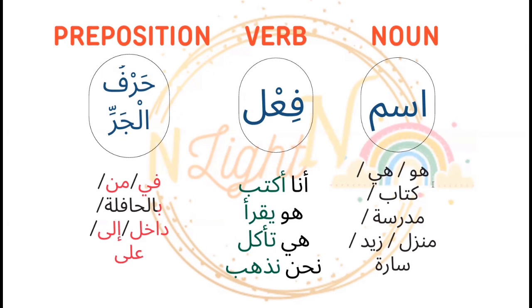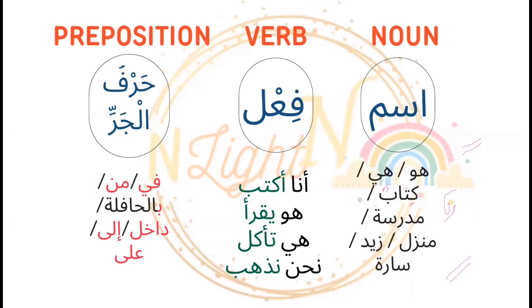Huwa means he. Hiya means she. Kitab, book. Kitabun means a book. Okay, it is an indefinite noun, a book. So it can be any book. A school, right? The next word is madrasa. Madrasatun is the right way to pronounce it because it means a school.